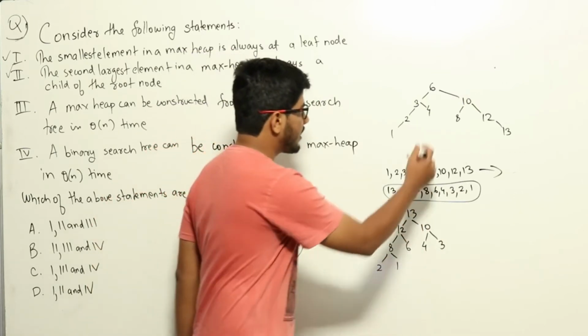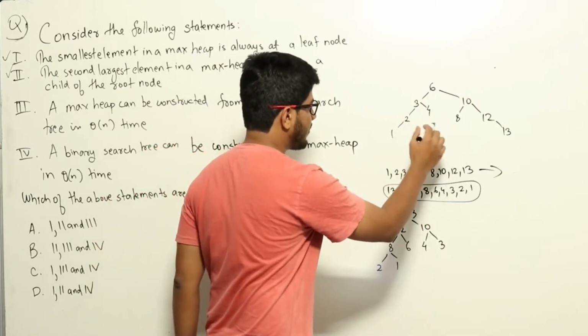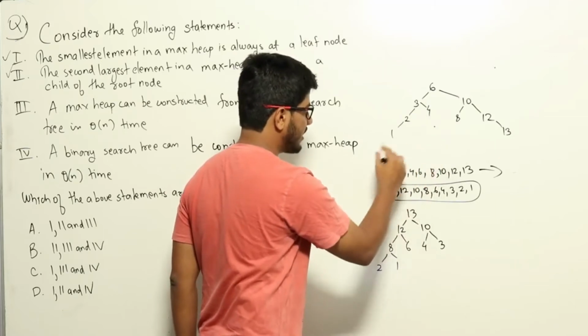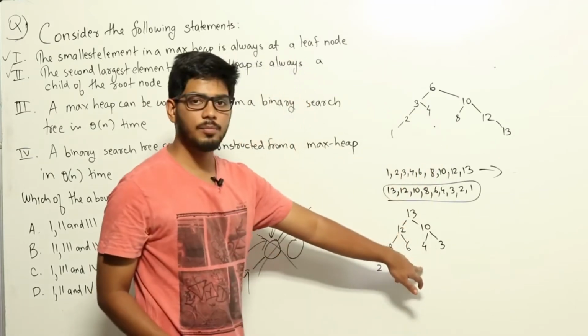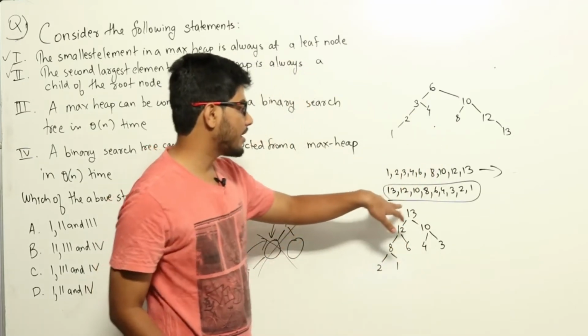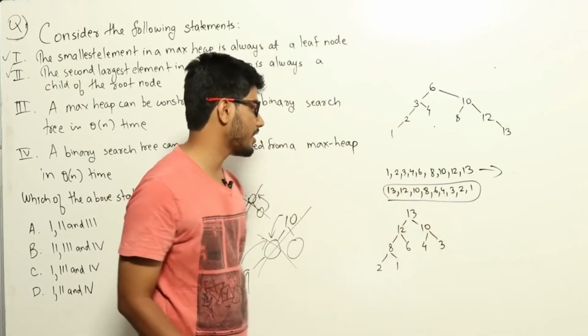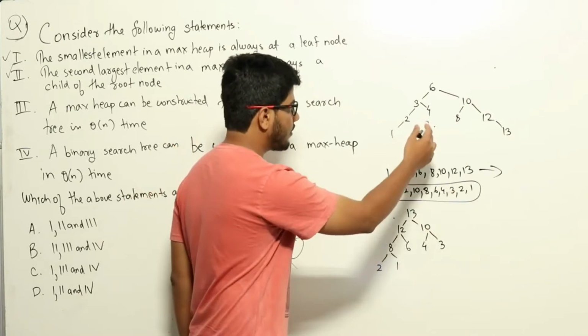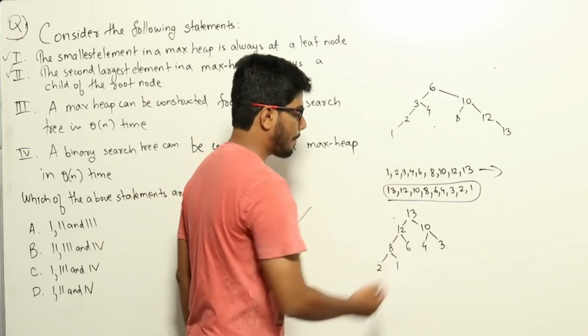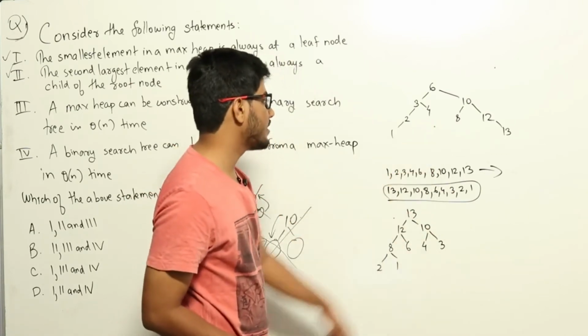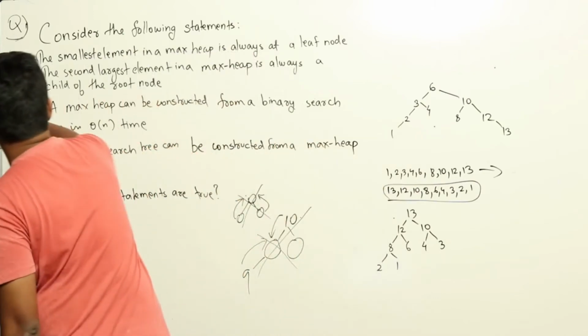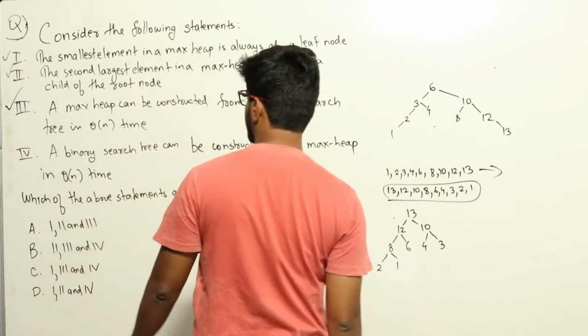So effectively what we have done here is that from a binary search tree in theta n time we have got a binary heap. You can verify that if I write all the elements in reverse sorted order, it will give us a binary heap only. So I have given you the algorithm to convert a binary search tree to a max heap in theta n time. So statement 3 is also correct.